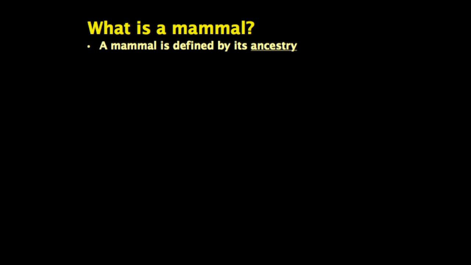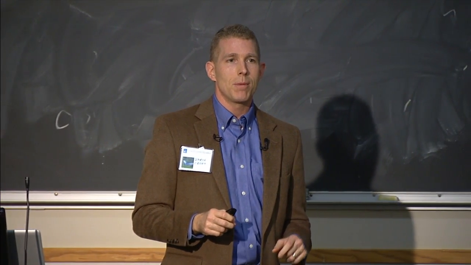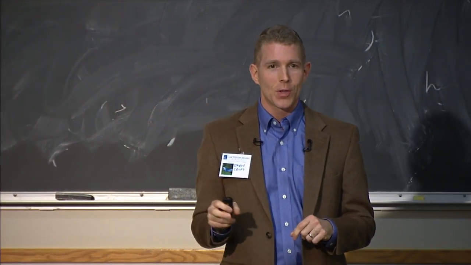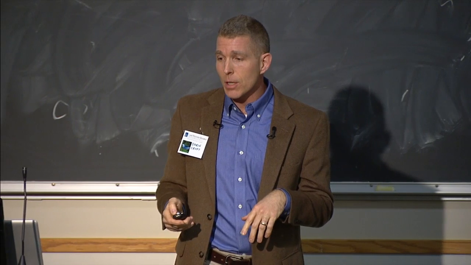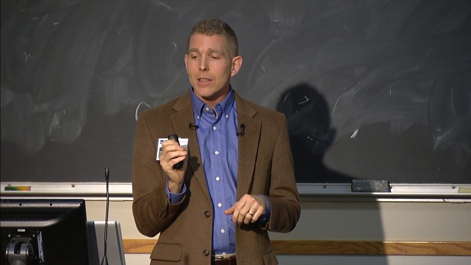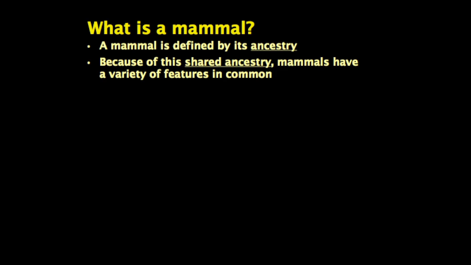A mammal is defined by its ancestry. Just like you may be a Starkman or a Croft based on your parents, a mammal is a mammal depending on what it evolved from. That's the fundamental definition. Now, because of the shared ancestry among all mammals, they have a variety of features in common. And we can use these features oftentimes to recognize a mammal.